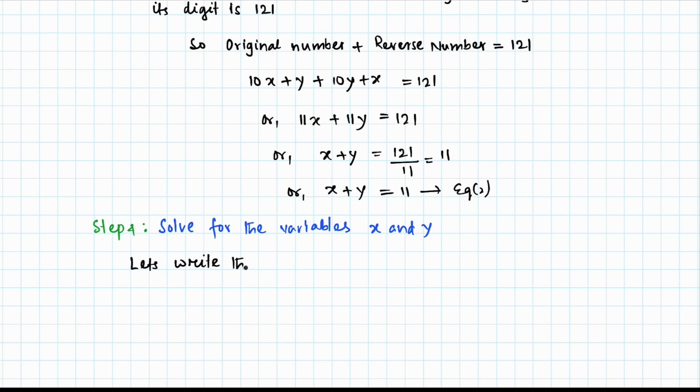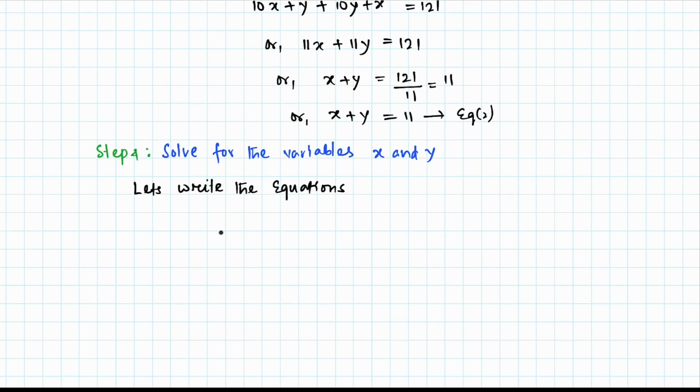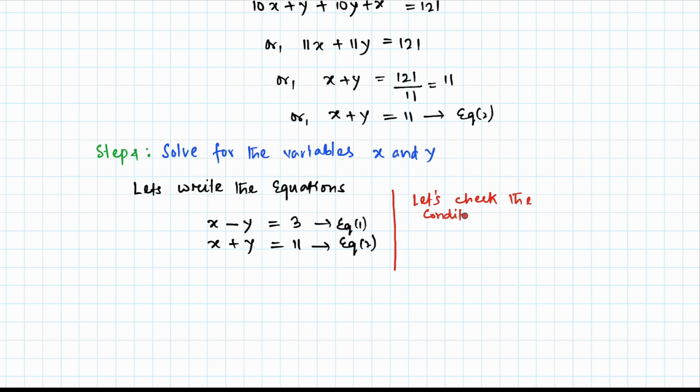So let's write the equations together. One is x minus y equal to 3 and one is x plus y equal to 11. So equation 1, equation 2. Now again check for completeness of the statement. So let's check for the condition. Very easy process to check it.